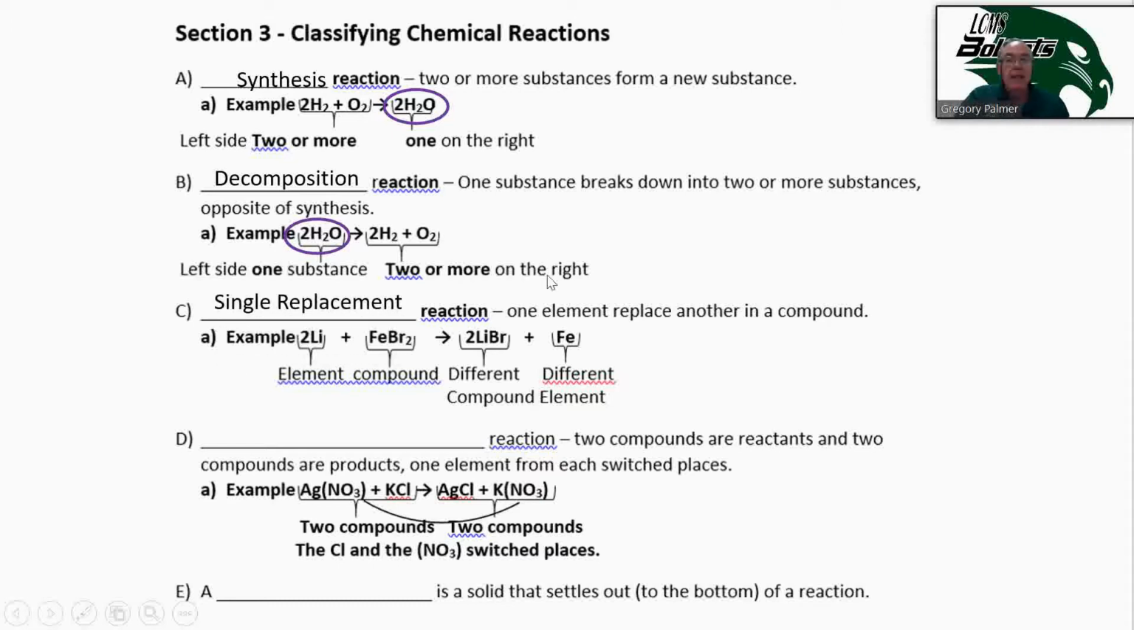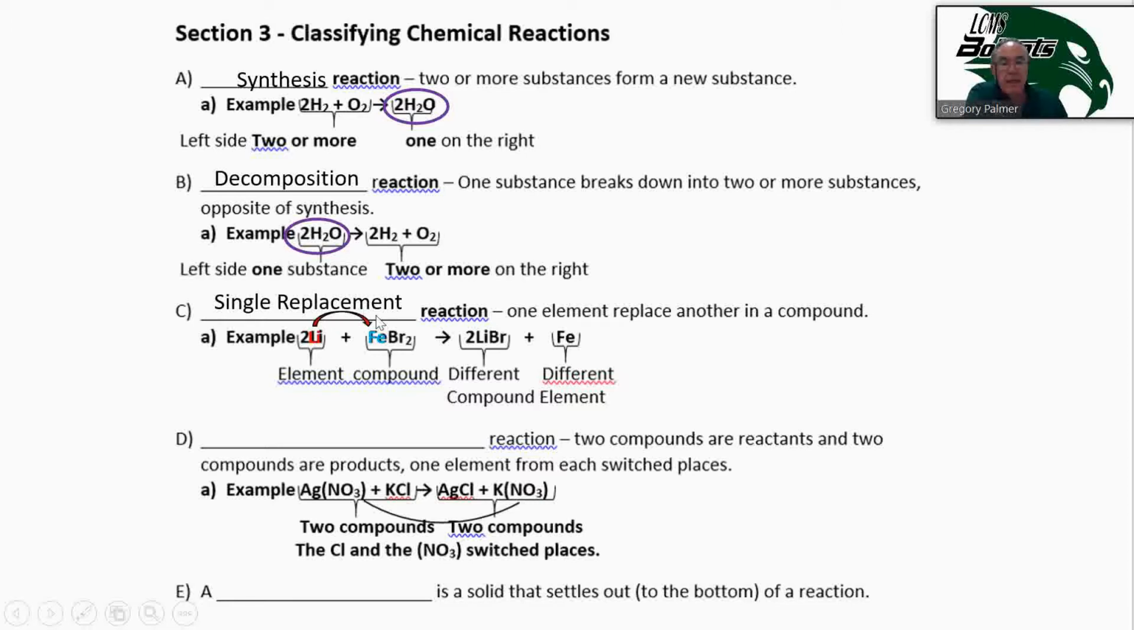Okay. Then there's single replacement. That means one thing is replaced. That's why it's called single. This is one element replaces another. So I'm going to highlight the lithium and the iron. The iron, you can see, is in this compound with the bromine. And the lithium is over here by itself.